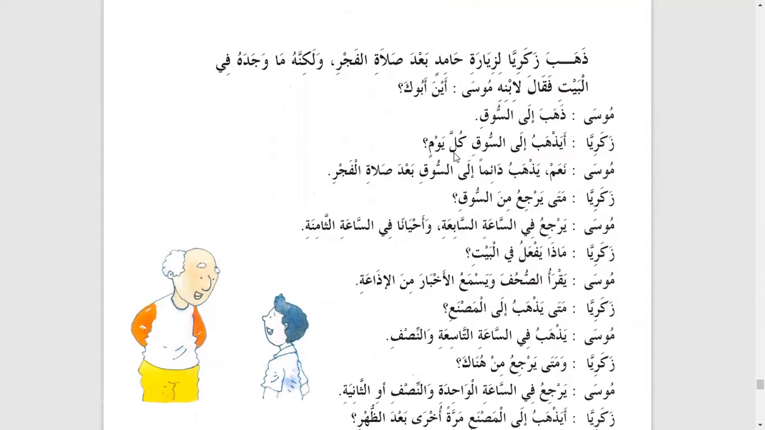Kulla yawmin, why is it mansub? Because kulla is maf'ul fihi. As we discussed, maf'ul bihi means where the action takes place, but maf'ul fihi is when we talk about time. So kulla yawmin is time, kulla sanatin, so that's why it is mansub. Kulla is also used as mudaf, so that's why yawmin is mudaf ilayh.